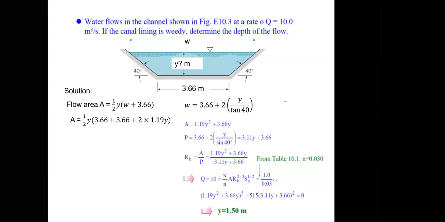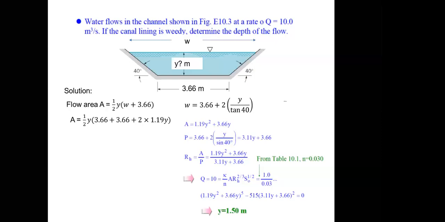But this time the lining is not concrete. The lining is weedy. It's like you have weeds, plants on the bottom of the channel. And the question is how much depth we should have in order to have 10 cubic meters per second flowing in the channel. So that was the question. So again, we can use the Chezy-Manning equations.